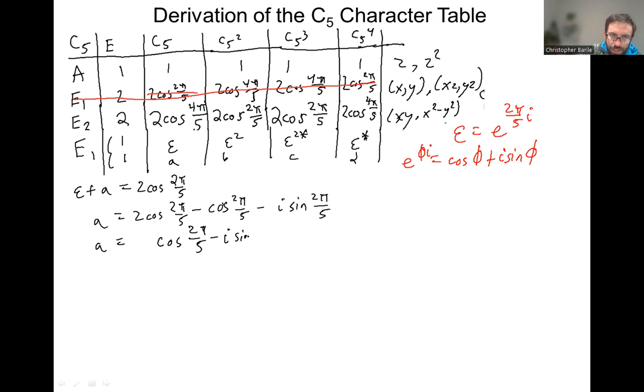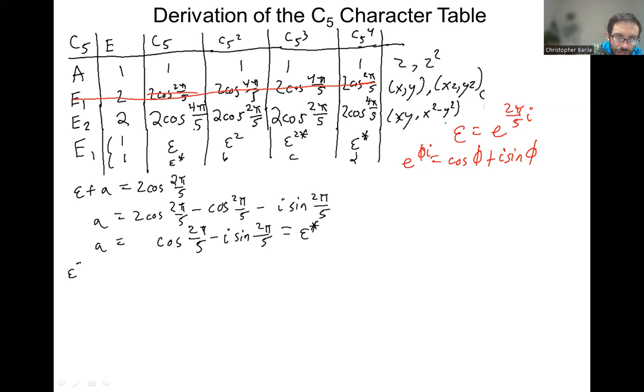And we get this. Well, what is that? That looks very similar to epsilon, except we have a negative sign. That is equal to epsilon complex conjugate, right? We have a negative sign for the imaginary part. So this value now we solve for relatively quickly as epsilon complex conjugate. Okay, so now we can do a similar thing for epsilon squared plus b.